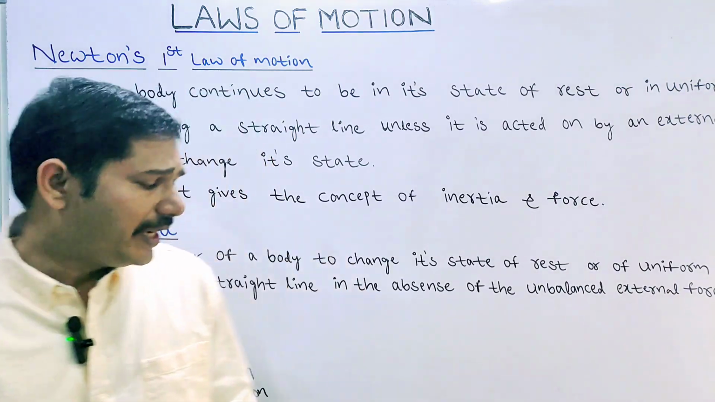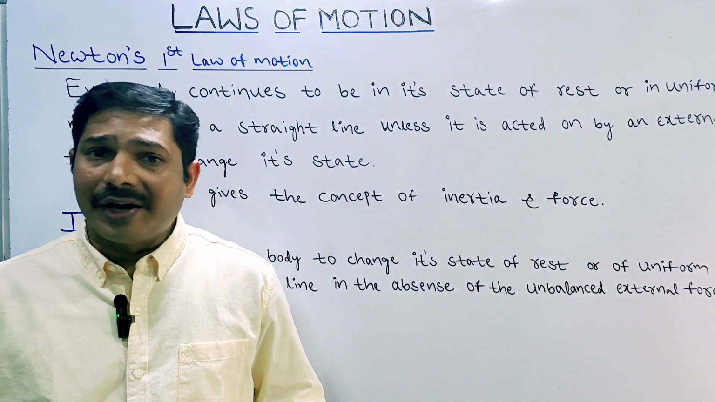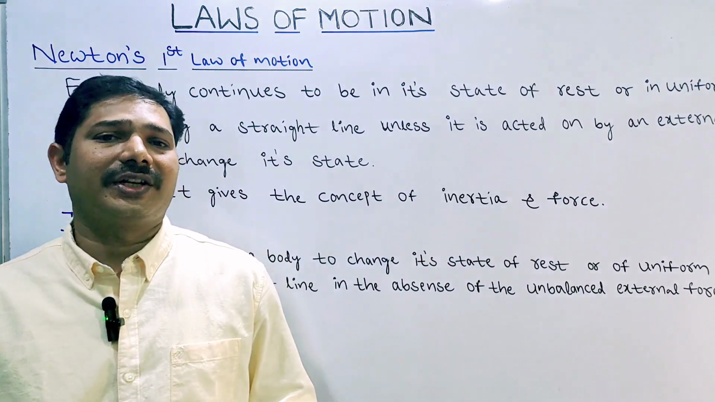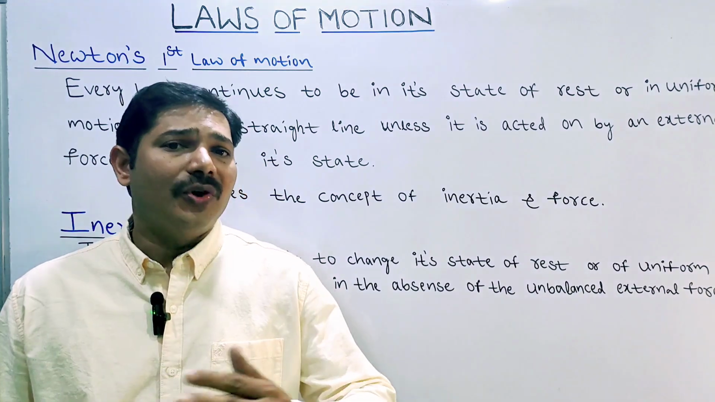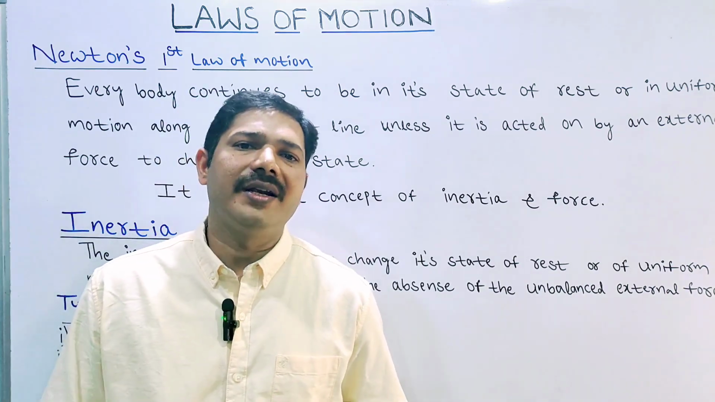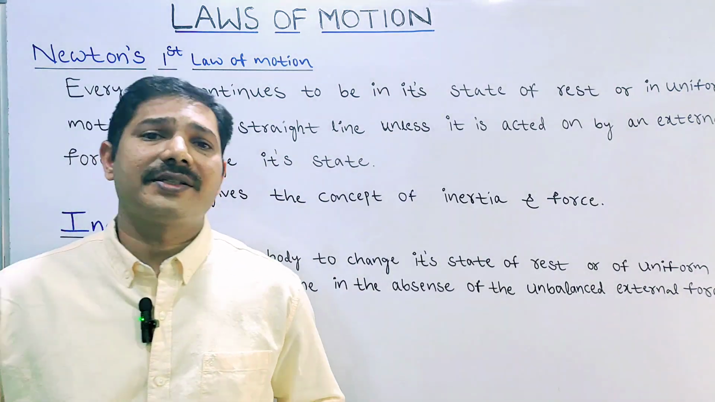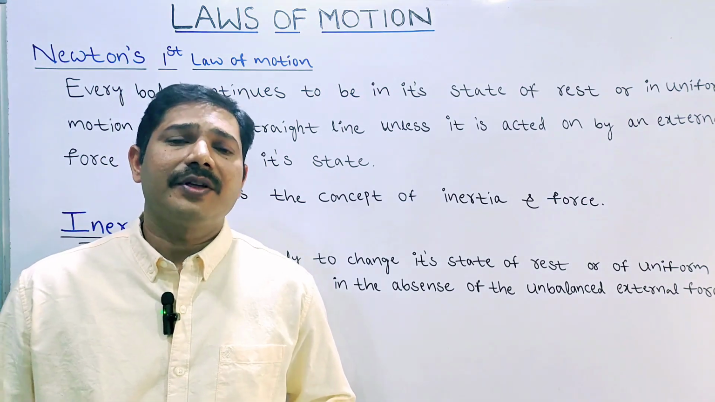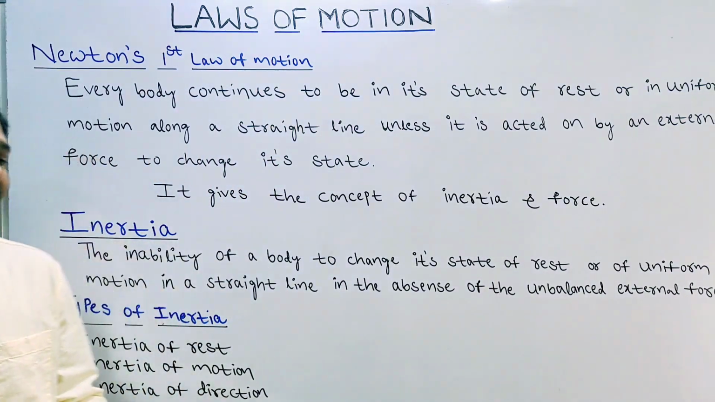Next, inertia of motion. Passengers are standing and traveling in a running bus, and the driver applies sudden brakes. They feel a forward jerk. That is inertia of motion: they want to stay in motion only. The bus comes to rest when the driver applies brakes, but the body does not come to rest immediately. Another example: when passengers jump out of a running bus, they feel a forward jerk.